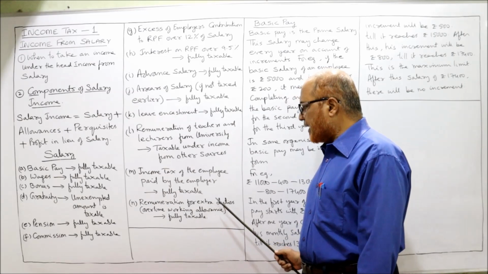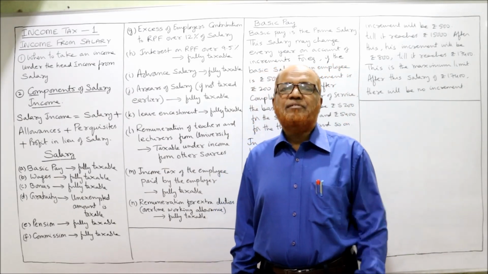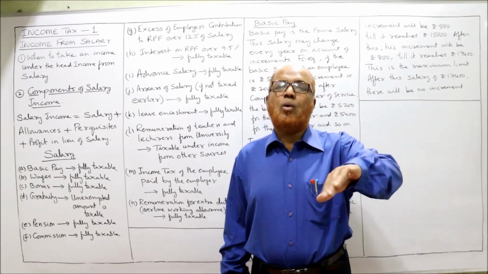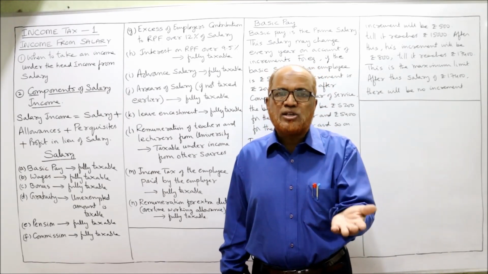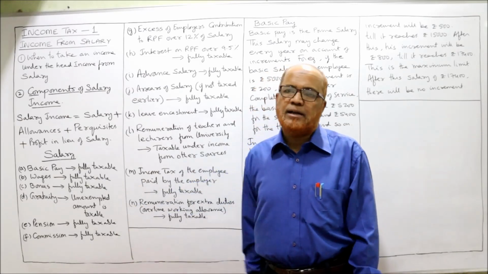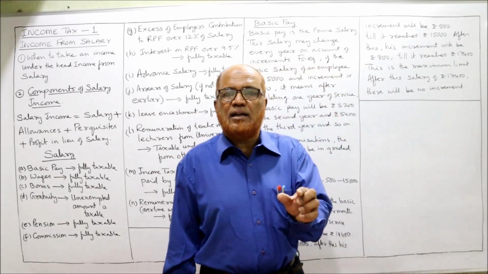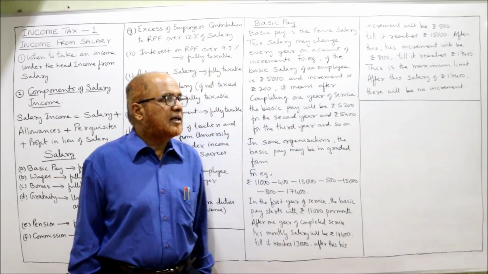Next, remuneration for extra duties like overtime, working allowance, etc. Fully taxable. If an employee has done overtime work and got some extra amount, that overtime amount is also taxable under the head salary. So these are the examples of those items which will fall under the head salary.